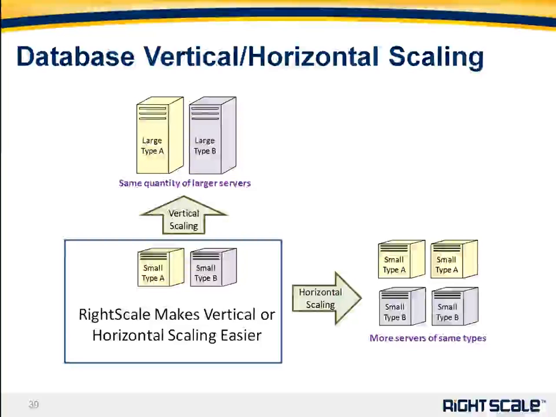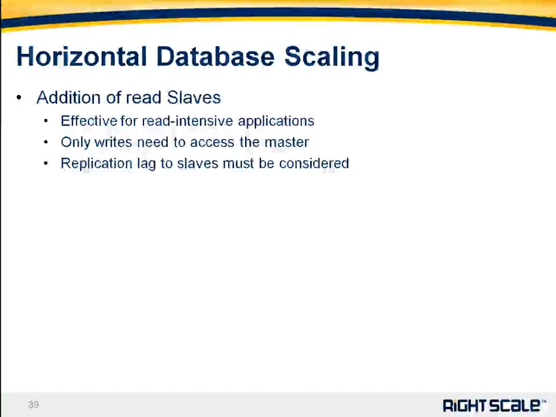Here's a pictorial representation of vertical versus horizontal. So in the lower left, you see the initial case. We've got this small type A and a small type B. Well, in vertical scaling, you basically have the same number of servers, they're just bigger. Whereas in horizontal scaling, which you see there on the lower right, you have more servers of the same original size. Okay? And that's the basic concept between vertical and horizontal scaling.